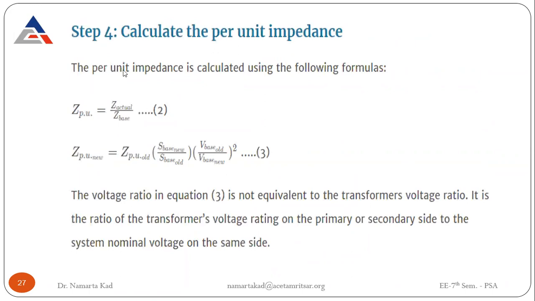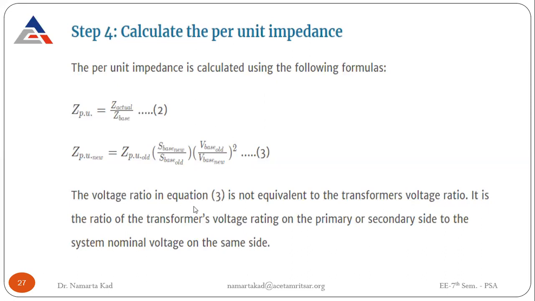Now the next step is to calculate the per unit impedances. The formula for per unit impedance is Z per unit equals Z actual divided by Z base. This is the formula as per the definition. Another formula that we have derived is Z per unit new equals Z per unit old into S base new divided by S base old, where S is the apparent power, that is MVA, into V base old divided by V base new, whole square.